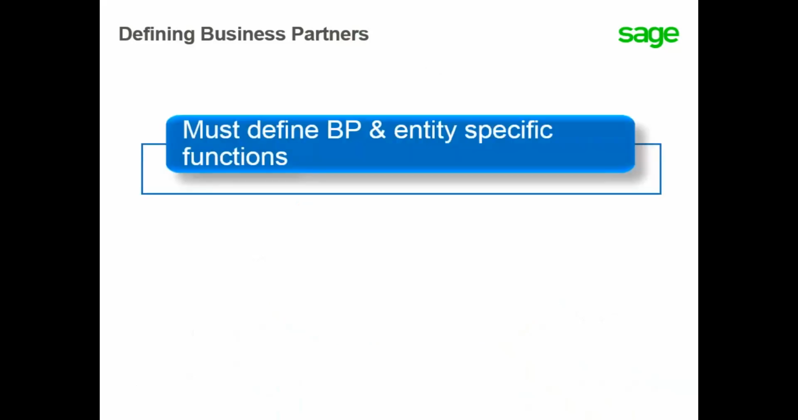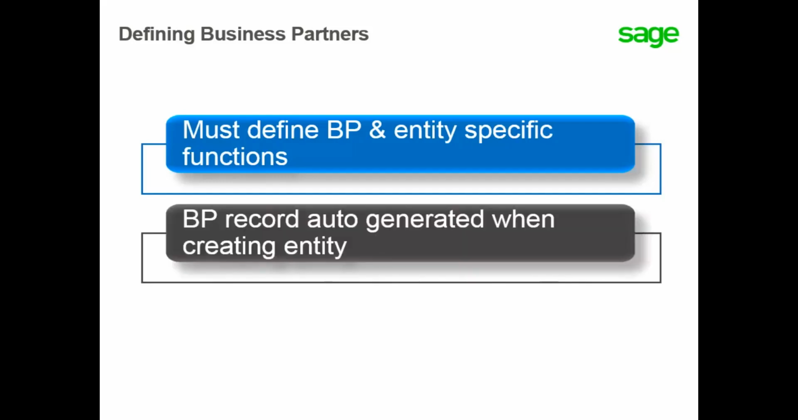Now, regardless of whether a business partner has multiple roles or a single role, you must define information in both the business partner function and the entity-specific functions. It's also important to note the system automatically generates a business partner record when creating customers, suppliers, carriers, sales reps, and so on.